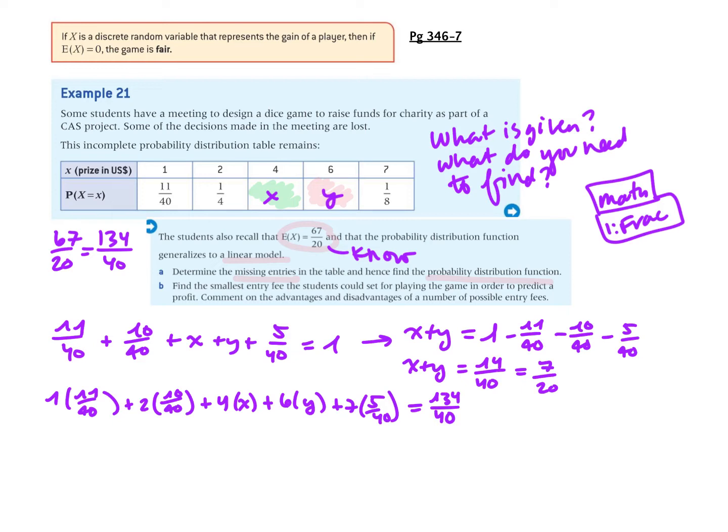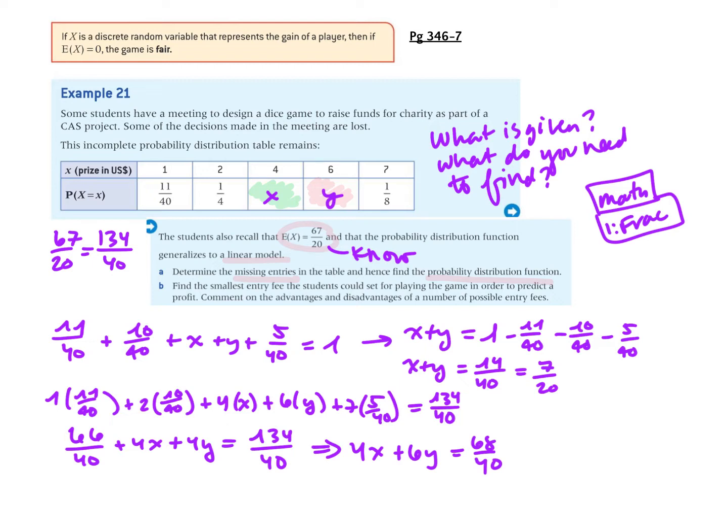Once I organize this all together, you multiply and add. What did I get? I'm going to show both steps. I got 66/40 plus 4x plus 4y equals 134/40, which simplifies to 4x plus 6y equals 68/40ths.